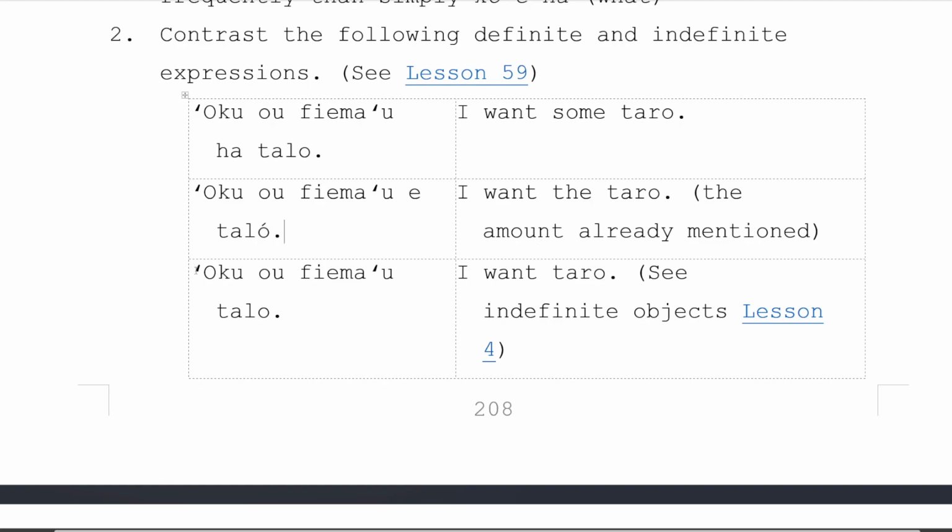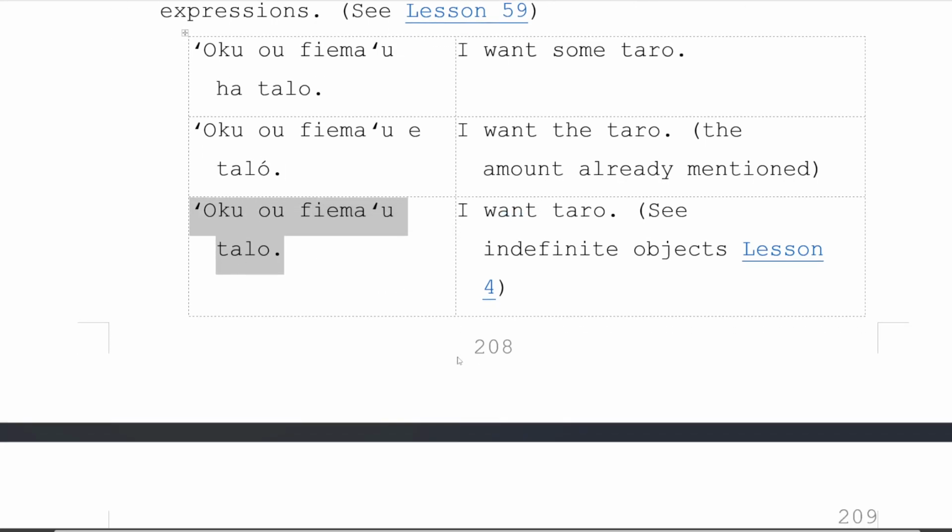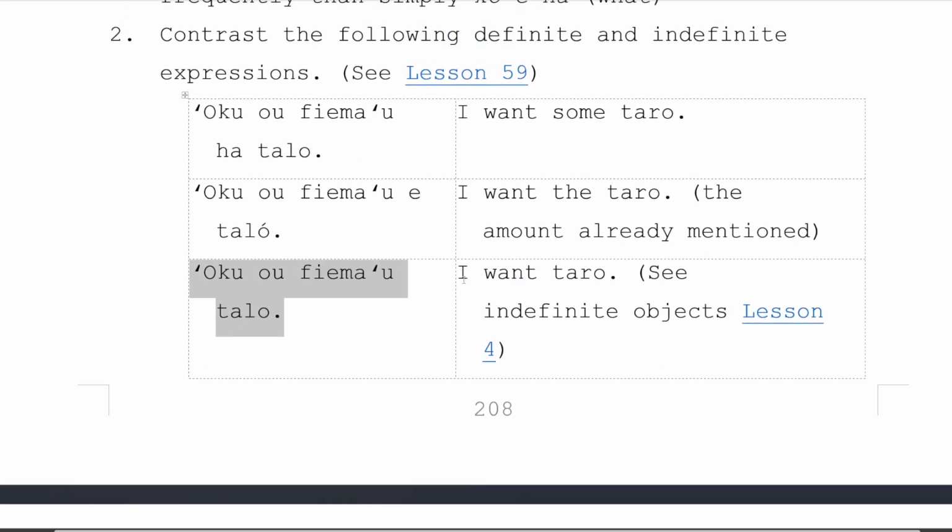We can also contrast this intransitive version. Ko fia ma'otalo. This translates to I want taro, right? And just like in English, we don't have a or the. It's not I want a taro or I want the taro. It's just I want taro. And here we have the same thing in Tongan. Ko fia ma'otalo. And it has sort of this, in general, I want some taro.